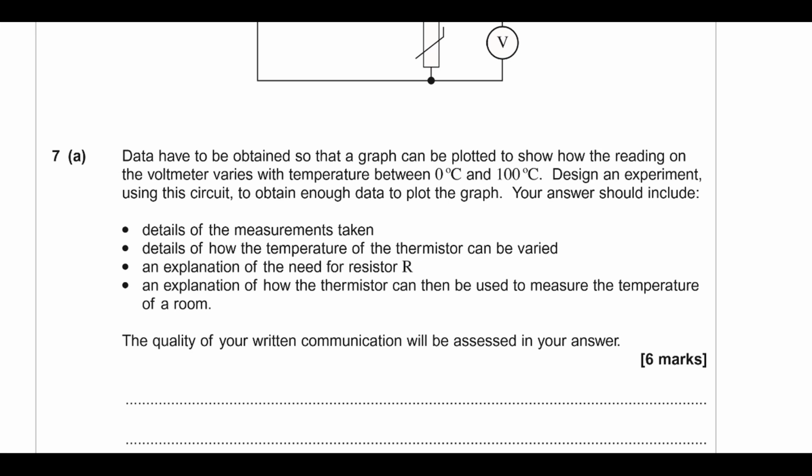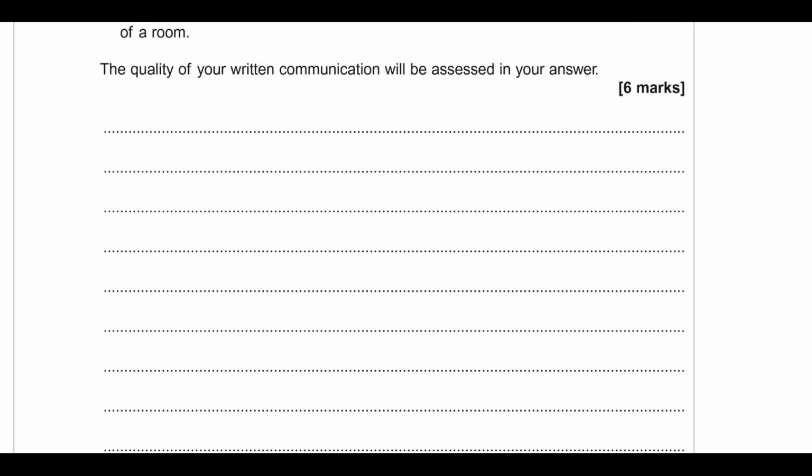Resistor R is going to be in the circuit to keep the current very low, so the resistor and the thermistor themselves aren't heating up and changing the temperature. Once we've done that, what we'll have is a graph of potential difference against temperature. Then we can put that thermistor in something we don't know, and by reading the potential difference, we can read off the graph what the temperature is. That's the general idea. So we can put that into words.